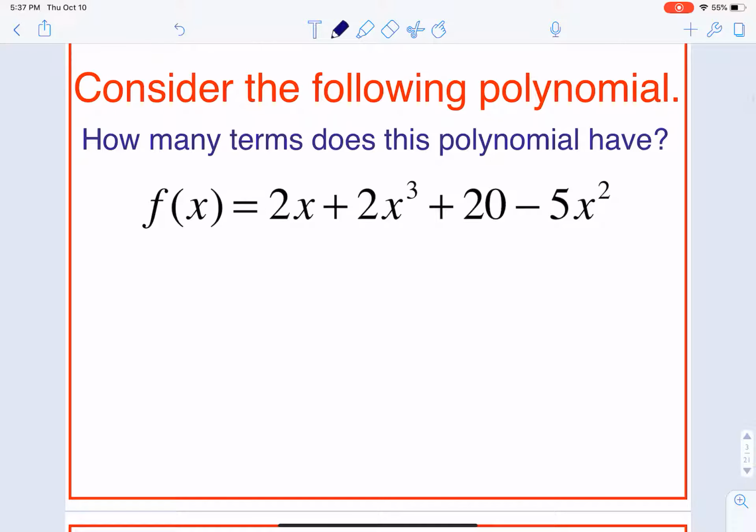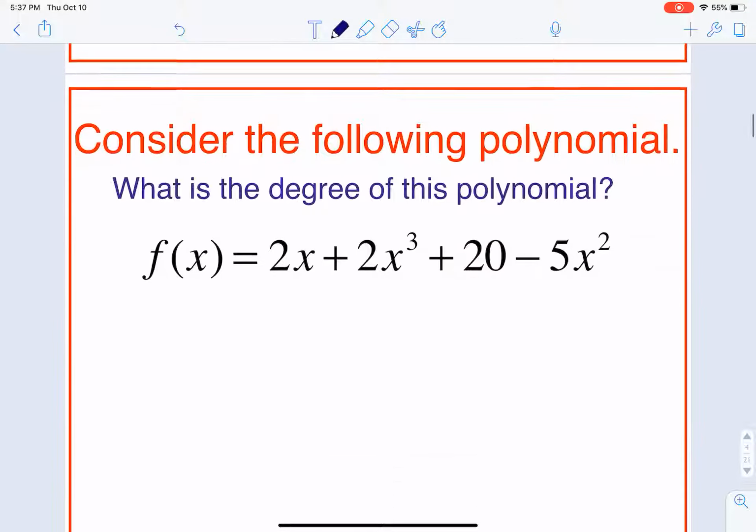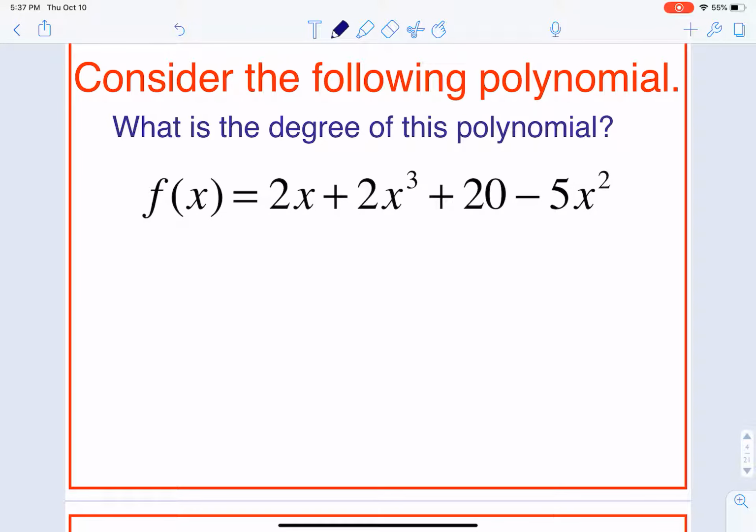So consider the following polynomial. How many terms does this polynomial have? Terms are separated by addition and subtraction. This polynomial has 1, 2, 3, 4 terms. What's the degree of this polynomial? The degree of the polynomial is the largest exponent, so I know that 3 is the degree of this polynomial.